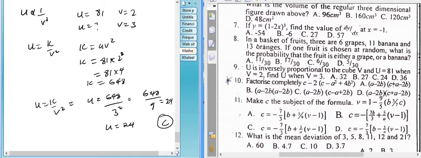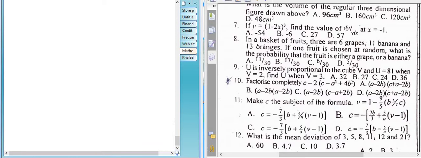Okay, so moving to the next question. Question number 10 is given: factorize completely c minus 2 into c minus a square plus b square. So this question, there is a mistake, so the question is incorrect. We are going to skip it and take question 11.